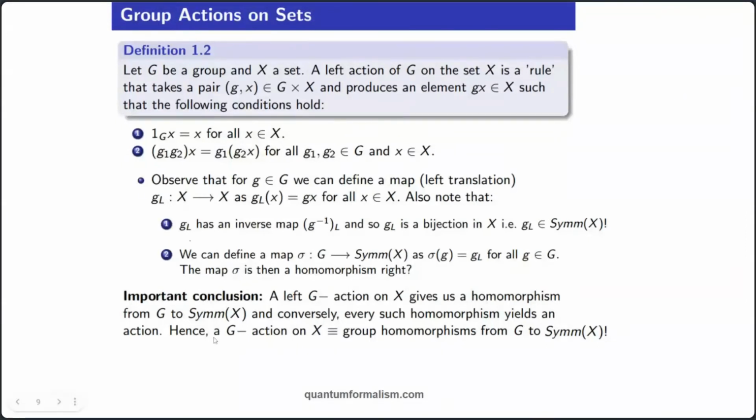So essentially this means that a G action on X is equivalent to a homomorphism. It is the same thing as saying a group homomorphism from G to the symmetric group of X. Okay, so let's see some examples, abstract examples.